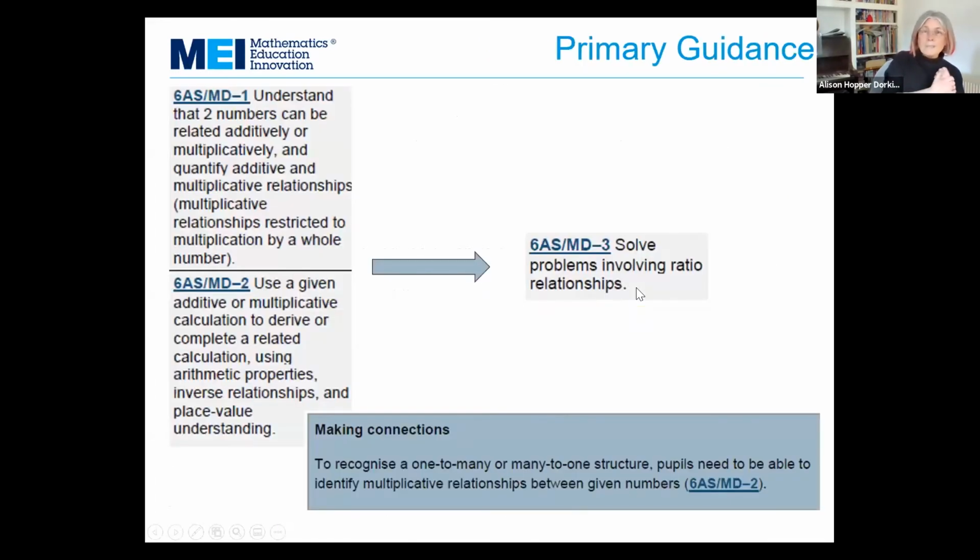Okay, so one of the things that we've got at the moment that's really useful to help us is the primary guidance materials that came out last July.